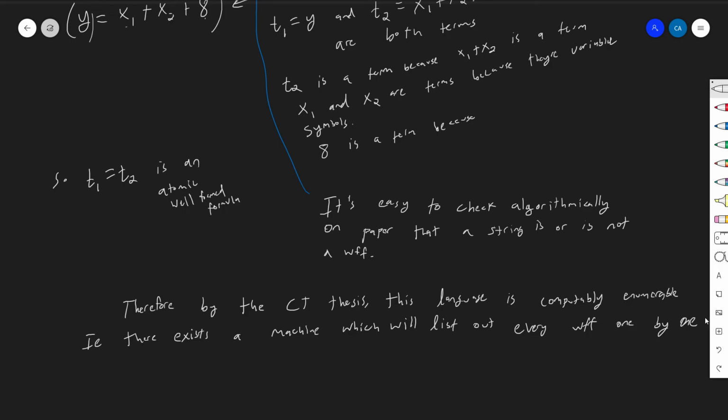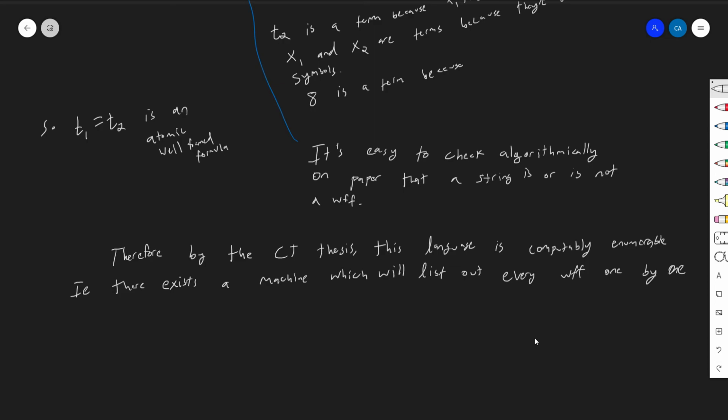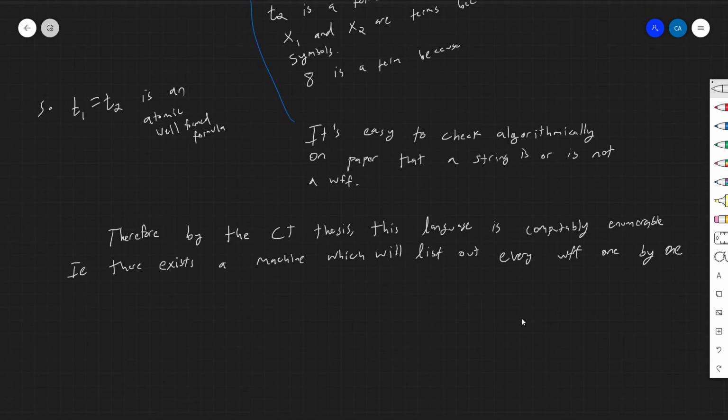We can run through a check of every one. Just like we made a lot of useful algorithms out of the concept of going through all the strings one at a time, now we can do that with the well-formed formulas.